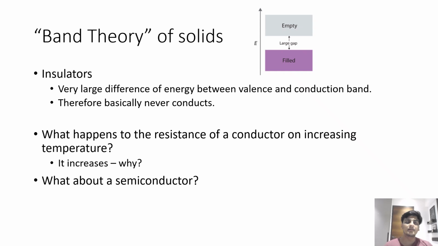Finally, I want to talk about insulators, right? So insulators, just like a semiconductor, have a fully filled valence band and a fully empty conduction band. The difference between the insulator and the semiconductor is that you have a very large difference of energy between valence and conduction band. What this means is that in an insulator, it's very difficult for an electron to reach the conduction band.